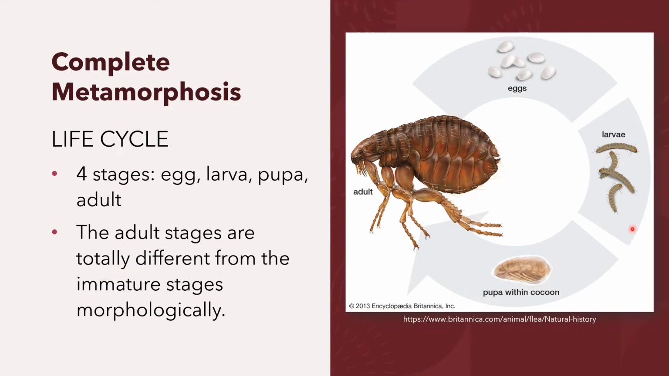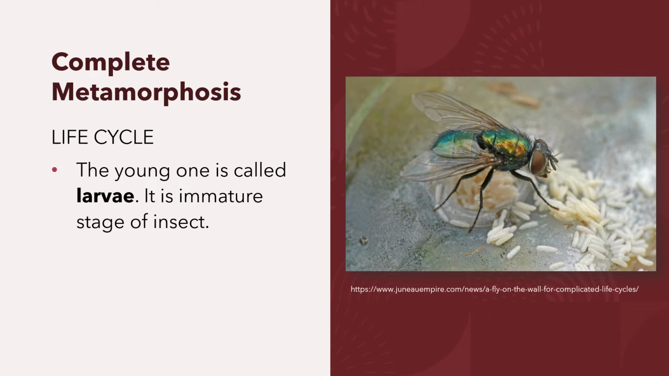In other insects, such as the butterfly, the pupa is also known as the chrysalis. Entomologists call insects that undergo complete metamorphosis holometabolous, from the word holo, meaning total. The larvae of holometabolous insects bear no resemblance to their adult counterparts. In the holometabolous type of life cycle, the young are called larvae. The larva is the immature stage of the insect.